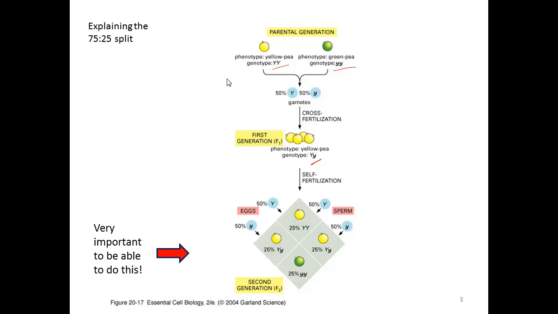So since this is something you'll need to be able to do, I'll go through this in a little bit more detail. After a cross, you need to report the genotype and the phenotype of a generation that you're being asked about. In this case, for the F1 generation, the phenotype is yellow seeds, the genotype is heterozygous, big Y, little y. But now we look at the production of the F2 generation.